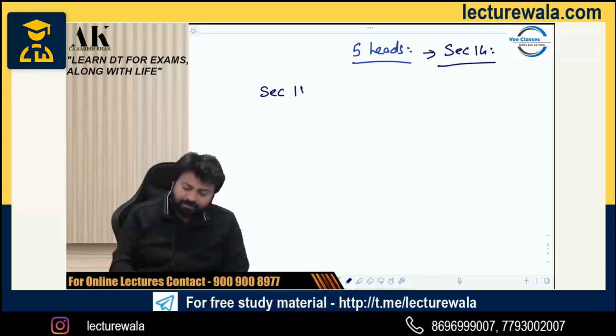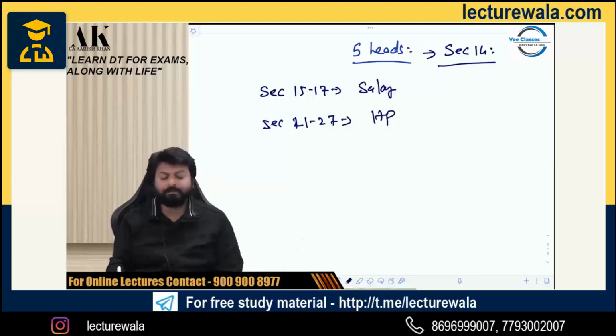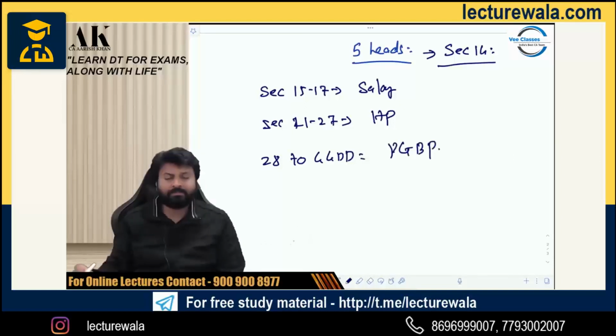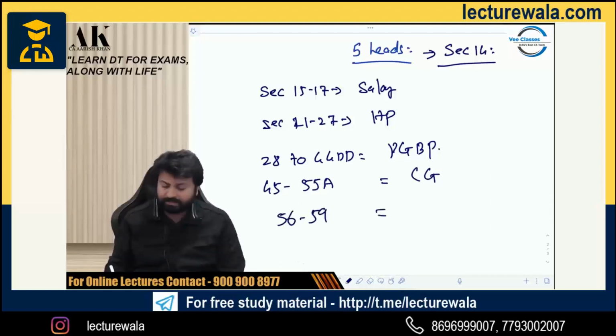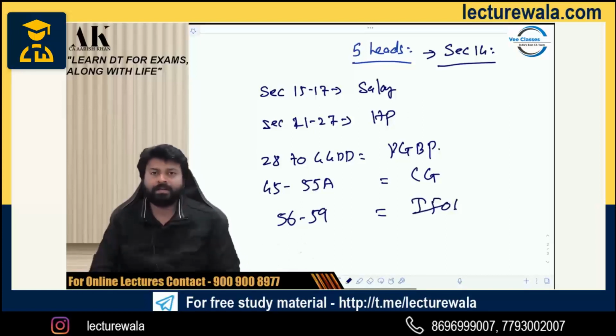section 15 to section 17 talks about salary. Section 21 to 27 talks about house property. Section 28 to 44DB talks about PGBP, profits and gains from business and profession. Section 45 to 55A talks about capital gains. And section 56 to 59 talks about IFOS. So this is how the income is divided into 5 heads.